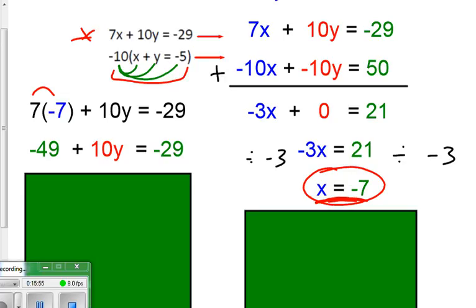Okay, multiplying those pieces out and working them down, that 7 times -7 is now a constant term. So there's no variables, that's why it's green. So it's -49 plus 10y, and that's a y term, that's why it's red, equals -29.